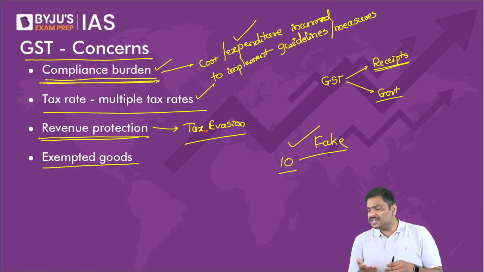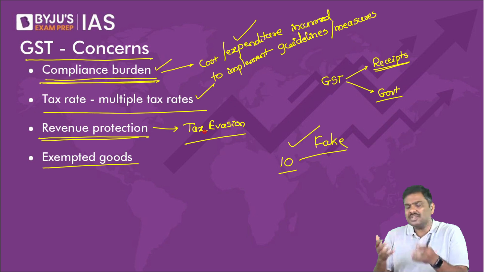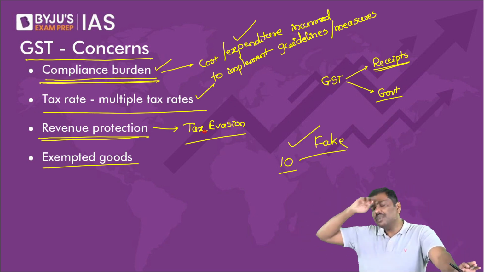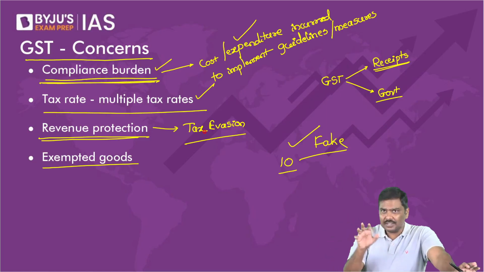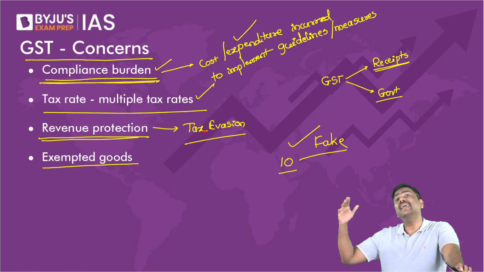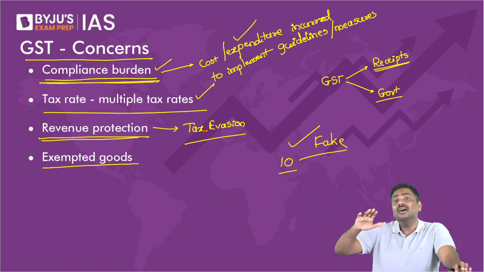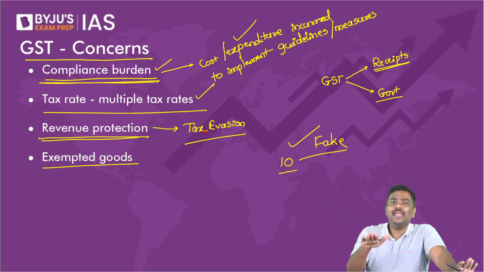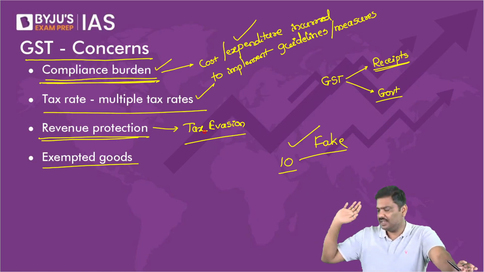What is a composition scheme? Composition scheme basically is a type of scheme under GST only. The government says you do not have to pay different rates. You do not have to collect from the customer at different rates of GST. All you need to do is pay, out of your revenue, a fixed amount of tax to the government in the form of GST.